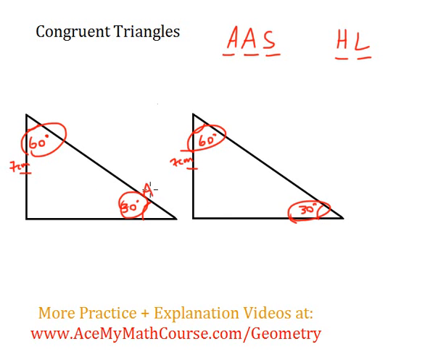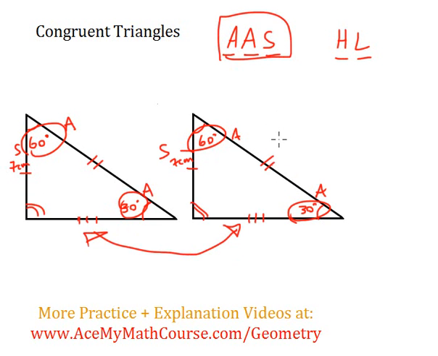Okay, through angle, angle, side, we know that these two triangles are congruent. And of course, if the triangles are congruent, we know that everything else that is corresponding happens to be equal in the same way. So these sides are the same. Those two are the same as well. And so are these angles. Great.